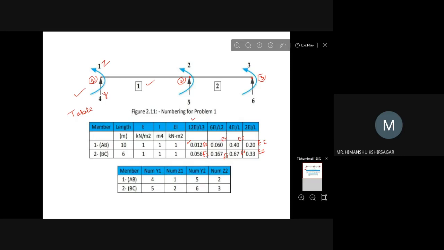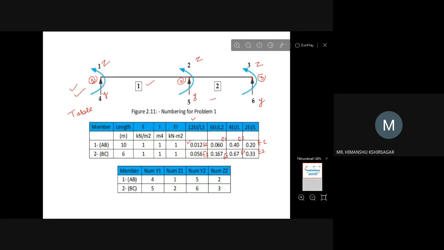Then for the second member BC, again first Y will come, then Z. The Y coding comes, then the Z coding. So 5, 2, 6, 3. You can see in this diagram. First Y, then Z, again first Y, then Z. So 5, 2, 6, 3. Okay. So why is this numbering very important? Because with the help of this numbering, we are solving the whole problem.